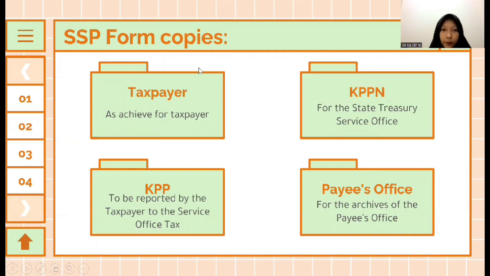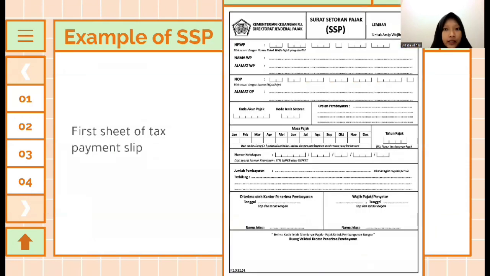Basically, SSP has 4 copies. The first copy is for the taxpayer as a key for the taxpayer. The second is for KPPN, the State Treasury Service Office. The third is for KPP, so the taxpayer reports the third copy to the tax service office. And the fourth is for the Pays Office, for its archive. Maybe you pay at the bank, so this is for the Pays Office. Then, if you need it too, you can have a fifth copy for other parties.